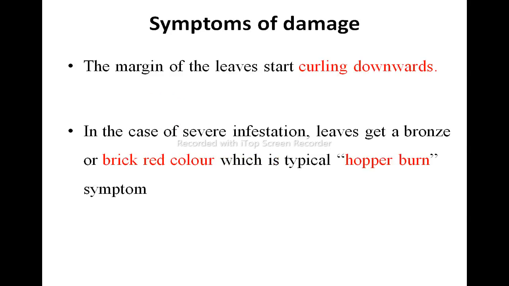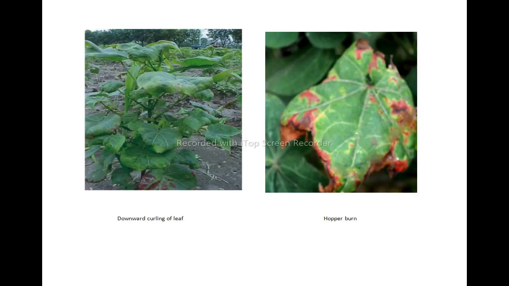Next, symptom of damage, which means which type of symptom we can see on the cotton that is affected by the leafhopper. First, the leafhopper attacks or sucks the juice from the margin of the leaves. Because of that, the leaf starts curling downward. And second, when the infestation is more, the margin of the leaves converts into a brick red color, which we can say is a burn appearance.